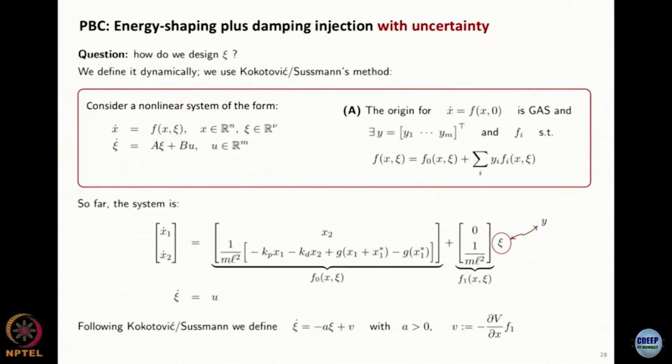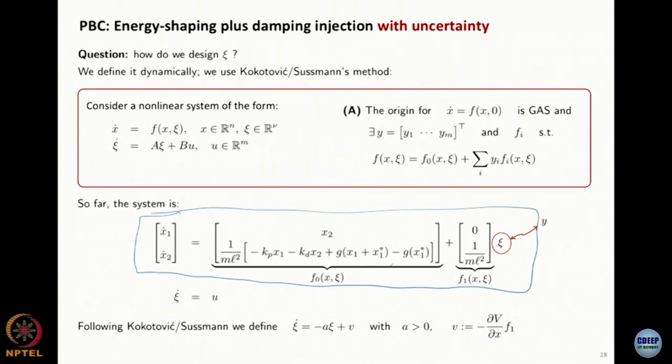All this is to say that the class of systems that fit in this paper of Kokotovich is actually not that restrictive. For instance, here we have exactly that kind of system. This is the pendulum equation in closed loop.